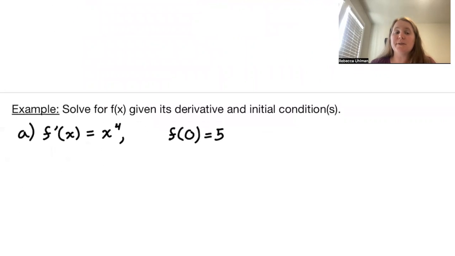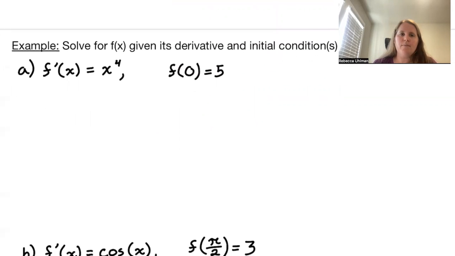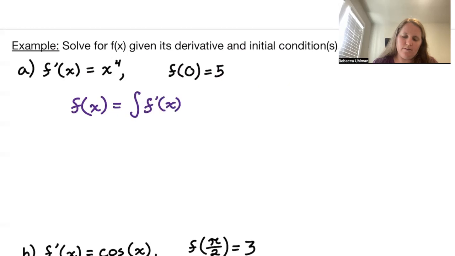Next up, we're going to look at a slight variation of these examples. We are starting with the derivative of a function and an initial condition or initial conditions, and then solving for f of x. So part A, we have f prime of x is equal to x to the 4th with f of 0 equals 5. So if we know the derivative, we know that f of x should be an integral of f prime. So f of x is an integral of f prime of x. So we are looking at an integral of x to the 4th dx.